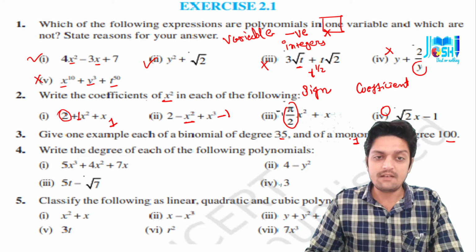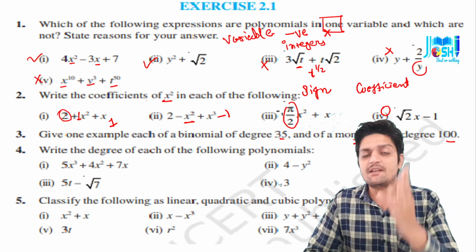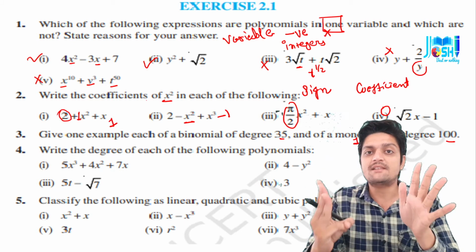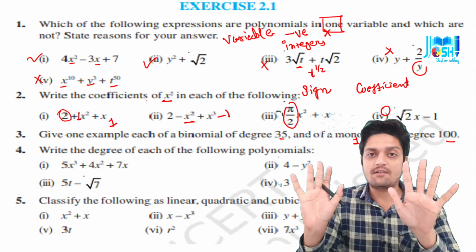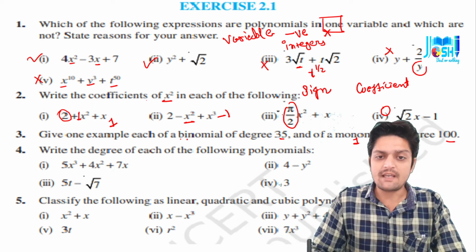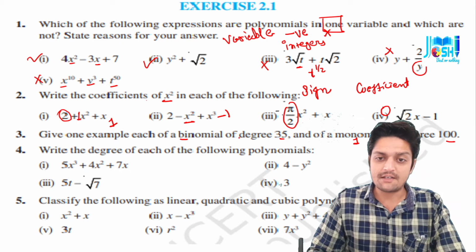So mono means 1, as I have said, all are Latin words. Mono means 1, di means 2, tri means 3, tetra means 4, penta means 5, hexa means 6, hepta means 7, octa means 8, nano means 9, and deca means 10. So those are all the Latin words for 1 to 10. Bi means 2, so for the binomial example I will write, it has to be two terms, so the maximum power should be 35.